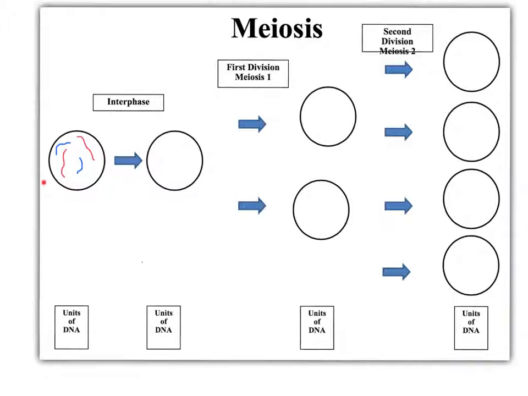It's at the start of interphase, so the number of units of DNA is 2. Before the cell can divide, the chromosomes replicate themselves, and we can see here the chromosomes are now seen as sister chromatids joined at the centromere. The amount of DNA has doubled, so now we have 4 units of DNA.